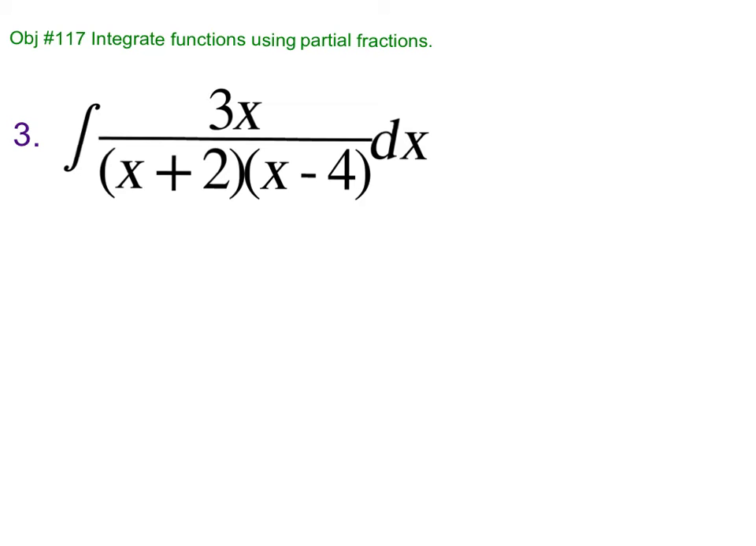All right, pause the video, try this one on your own. Be wary of the other x. All right, so I have a over x plus 2 plus b over x minus 4 equals 3x.